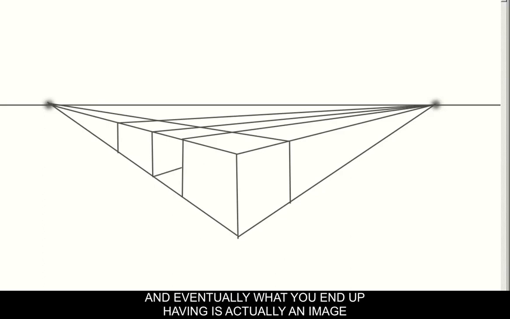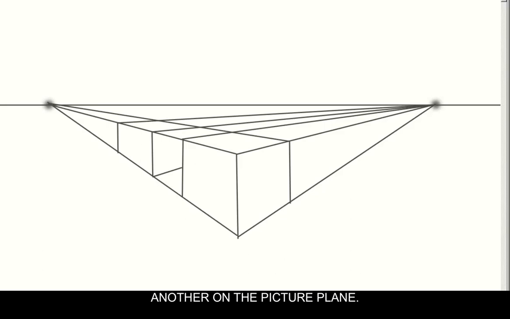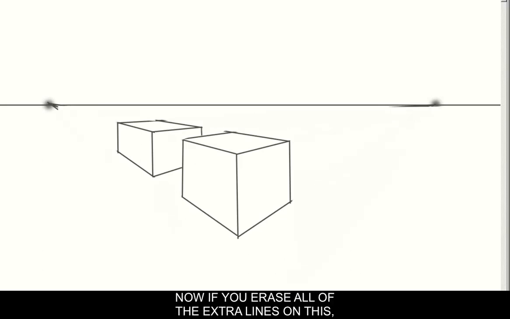And eventually what you end up having is actually an image that is a series of boxes that make sense to one another on the picture plane. Now, if you erase all of the extra lines on this, what you eventually have is two boxes that make a lot of sense without all the guidelines. And it's sort of a magic. In the Renaissance, they thought that this was an incredible innovation, and it is, and all the video games you guys play use this thing.